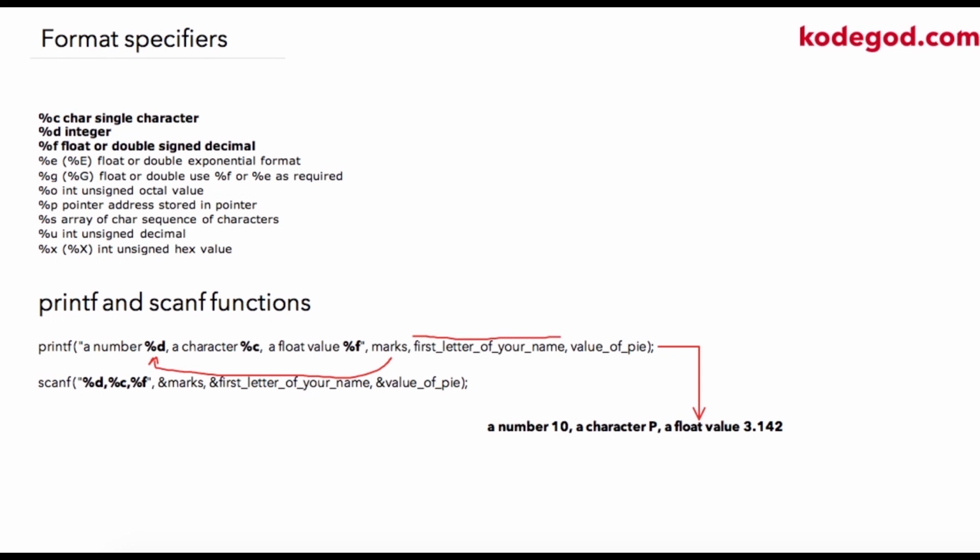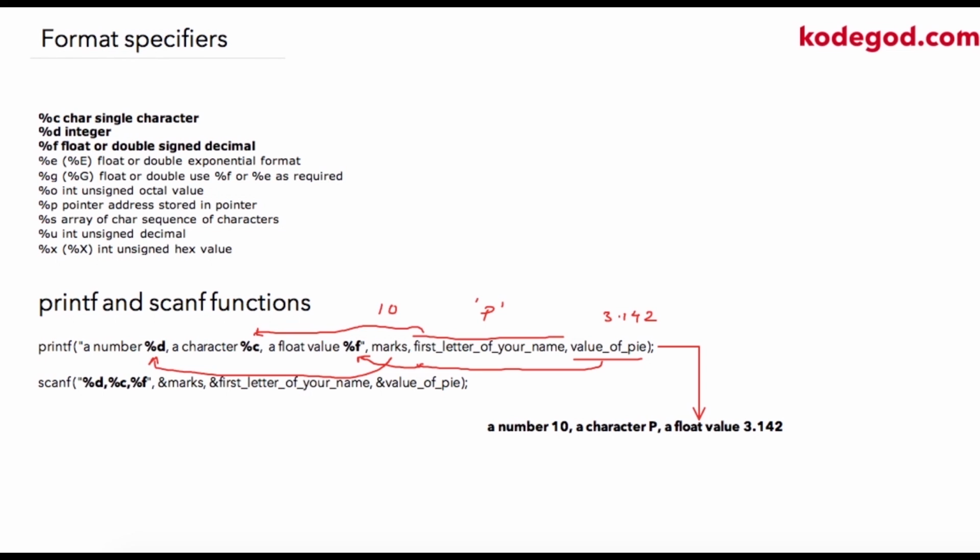This whole variable will be replaced by %c, and similarly my final variable value of pi will be used to replace %f. So once this is compiled, at the time of execution, my output for this printf statement will be a number 10, comma, a character p, comma, a float value 3.142, if these variables were having these values. Now next statement is scanf statement.